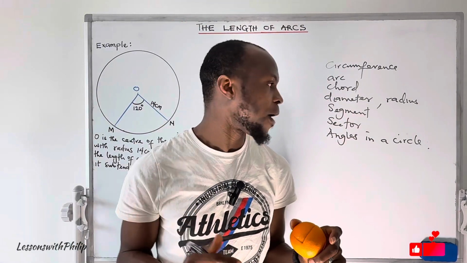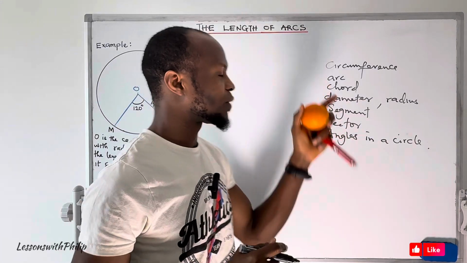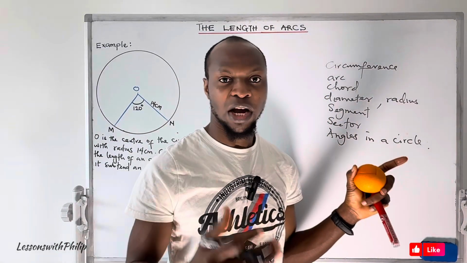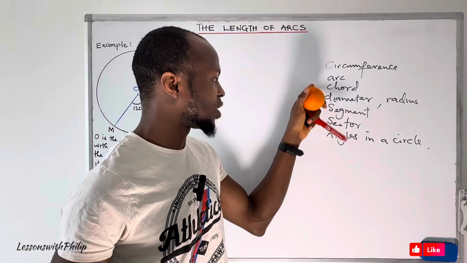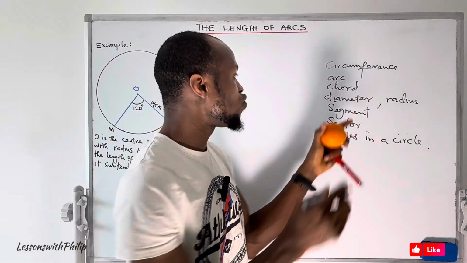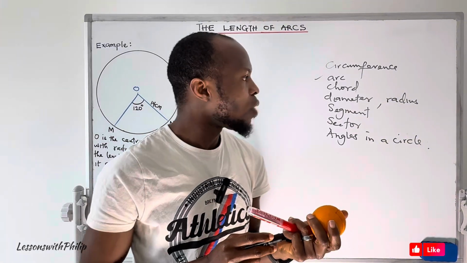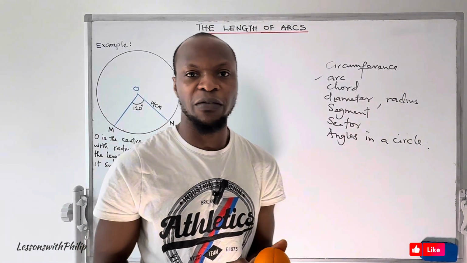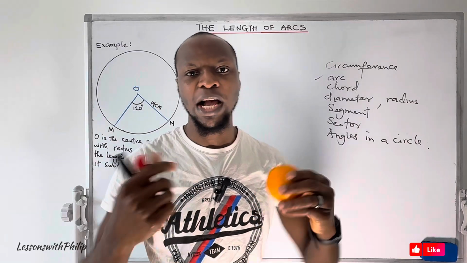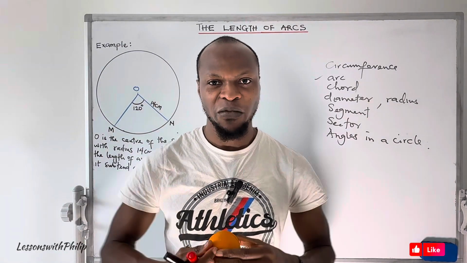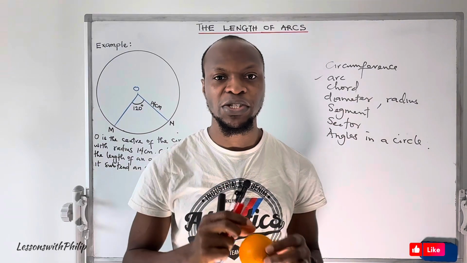Now, let me quickly start with circumference. Let me quickly brush through each of these because in our coming classes, we're going to deal with each of them. And today we'll be talking about the arc of a circle. Now, the circumference of a circle is otherwise known as the perimeter of a circle, the total surface of a circle.